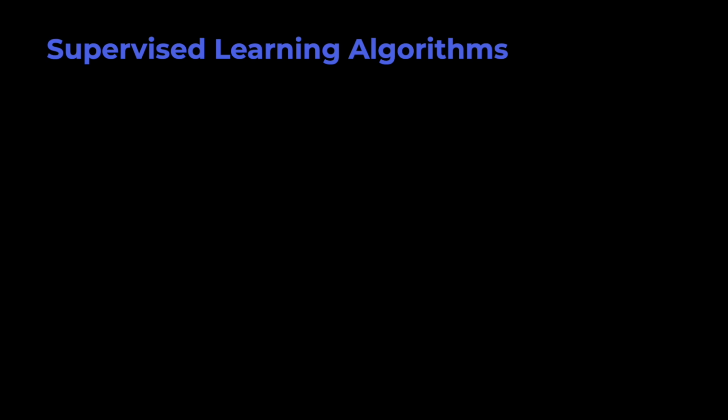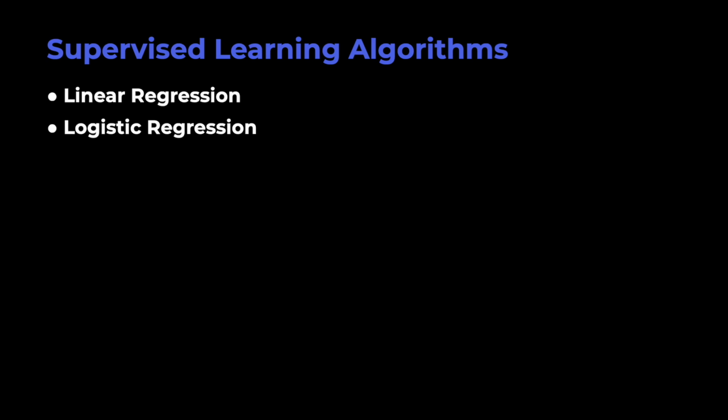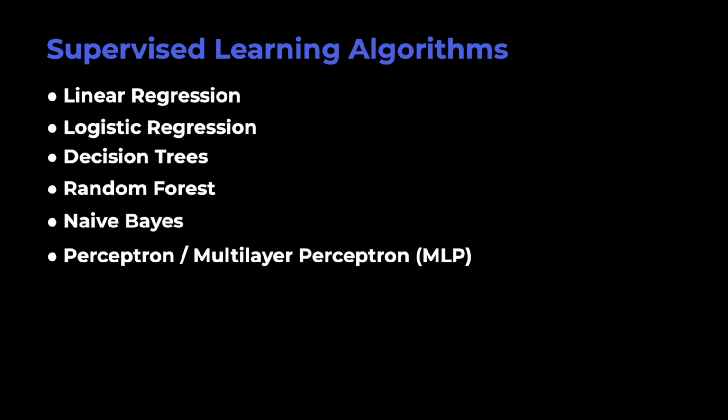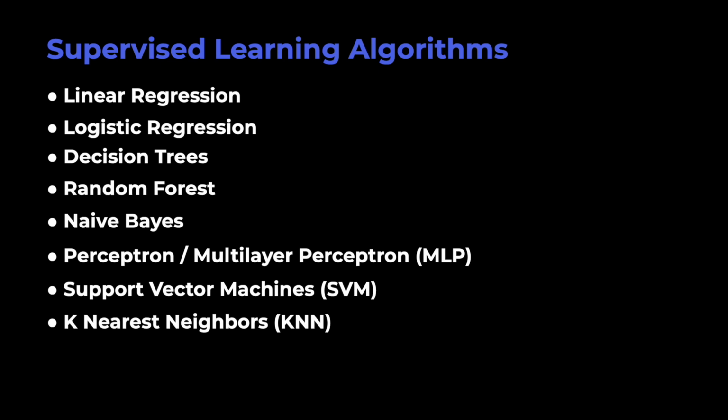Popular algorithms are linear regression, logistic regression, decision trees, random forest, naive Bayes, perceptron and multilayer perceptron, support vector machines or short SVM, k-nearest neighbors or short KNN, AdaBoost, and neural networks, which are part of the deep learning field.